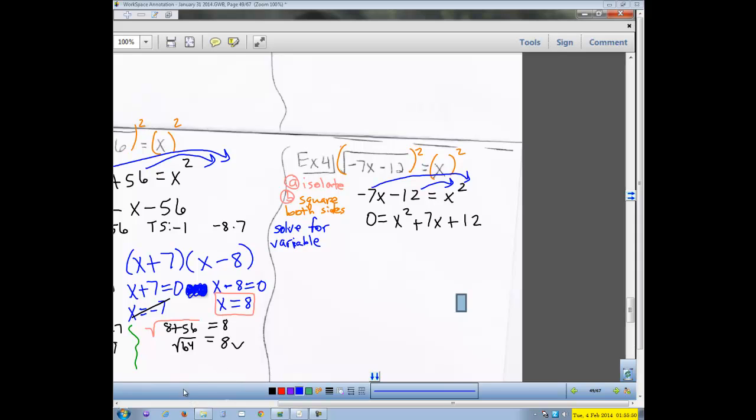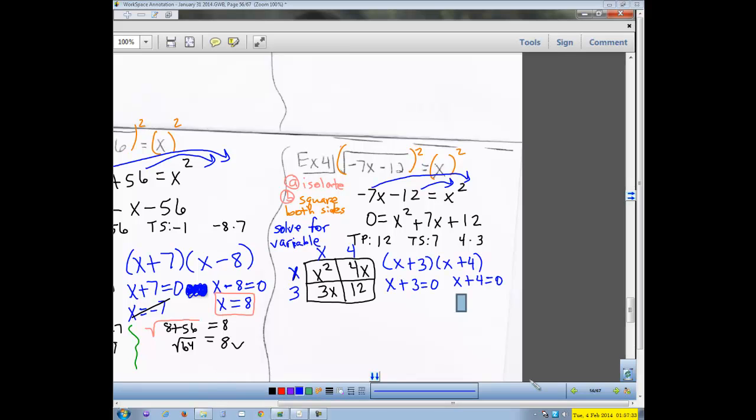Now we need to find our target product and target sum. The target product is 12. The target sum is 7. The two numbers that multiply together to give me 12, but combine to give me 7, are 4 and 3. Set each factor equal to 0 and solve for x. In the first factor, x is equal to negative 3. In the second factor, x is equal to negative 4.